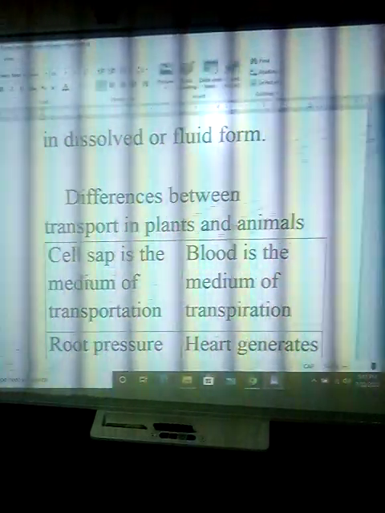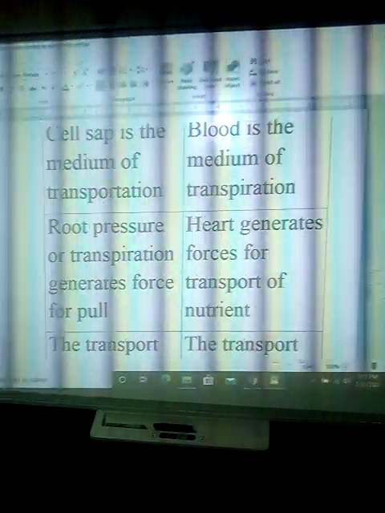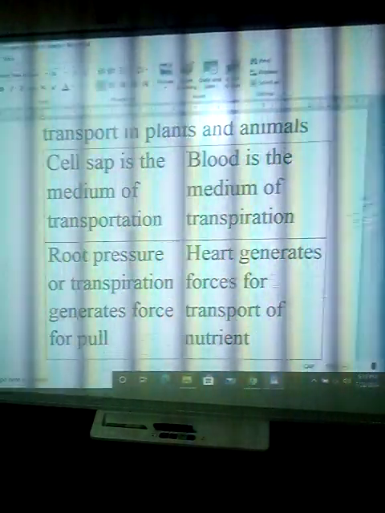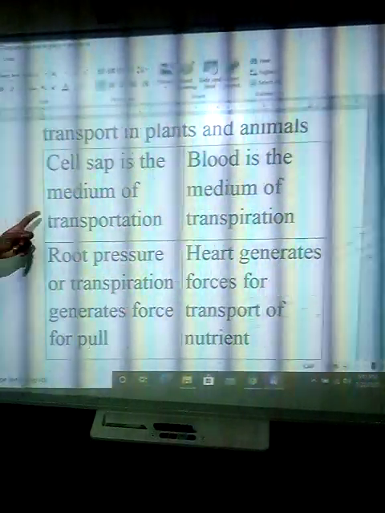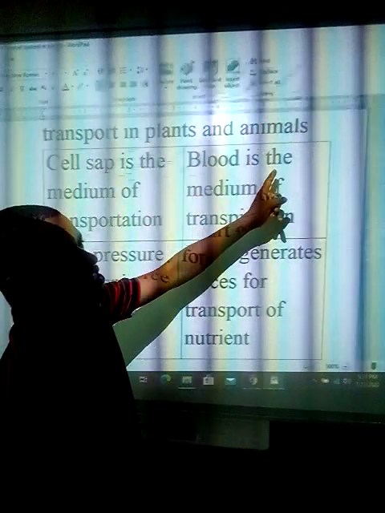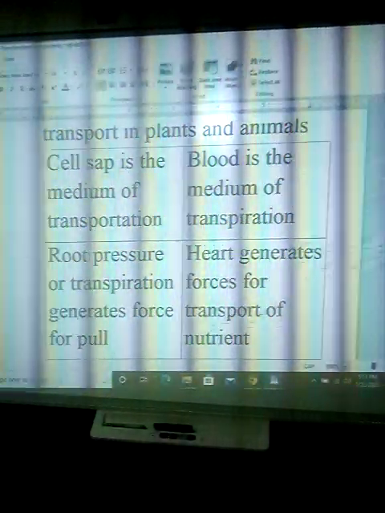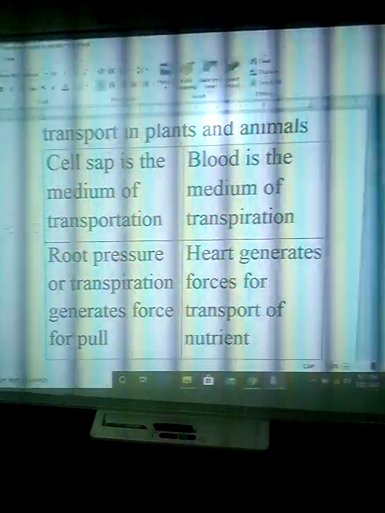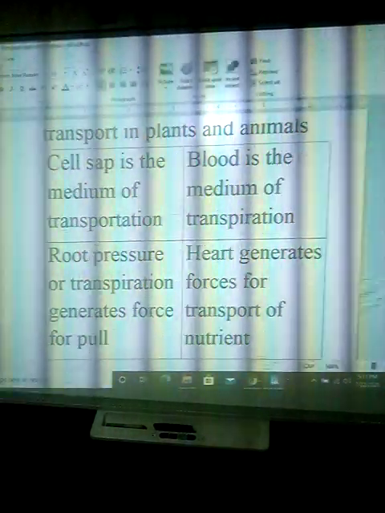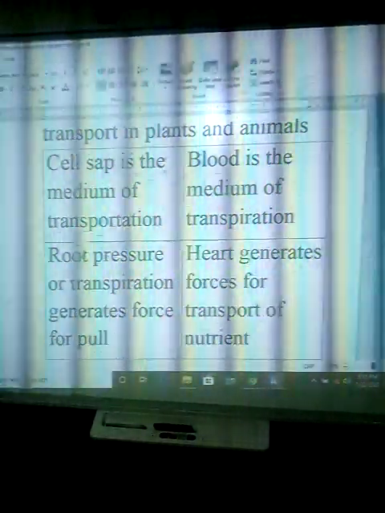Now let's consider the differences between transportation in plants and animals. In plants, cell sap is the medium of transportation. But in animals, blood is the medium of transportation. In plants, root pressure or transpiration generates force for pull. But in animals, the heart generates force for transport of nutrients.